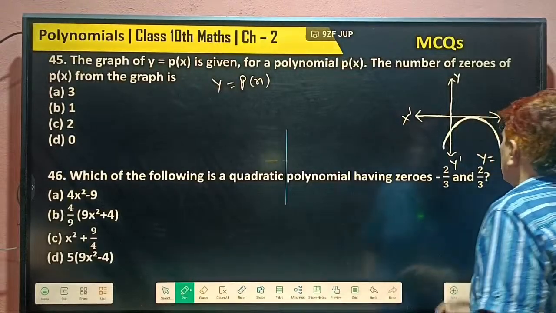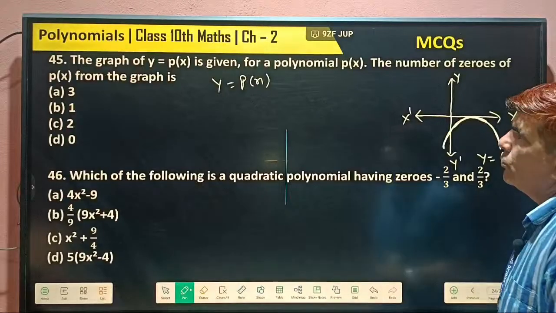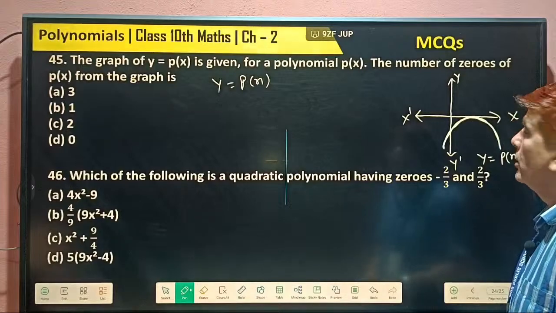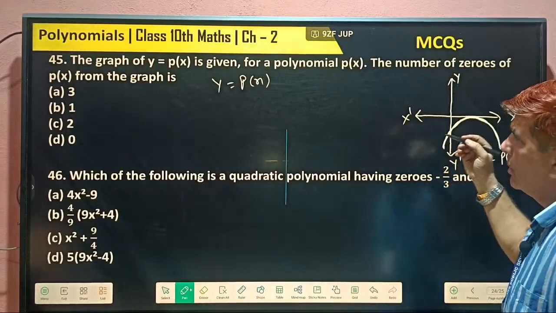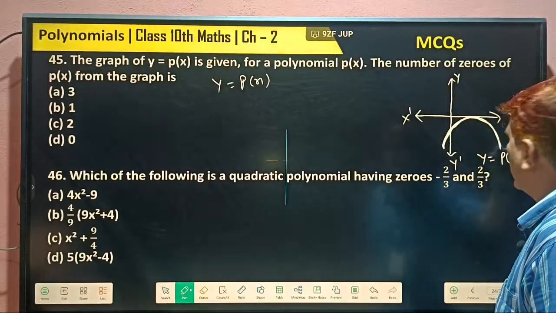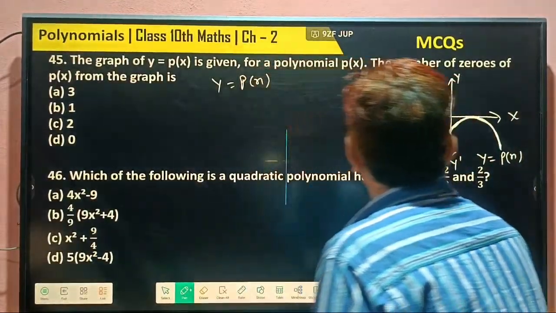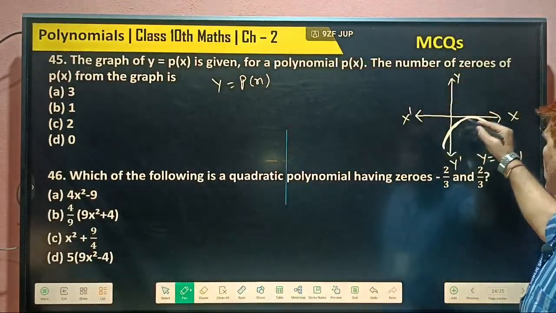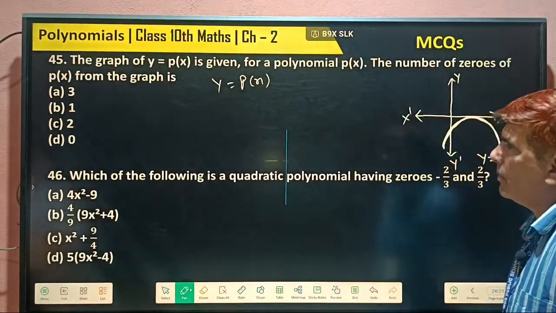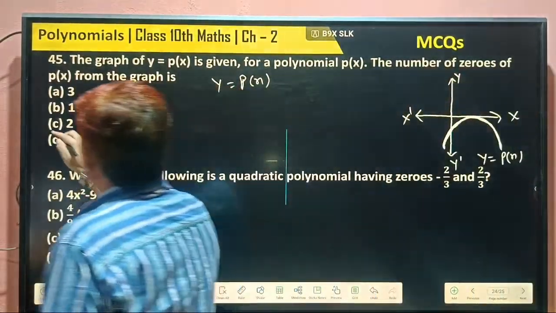Y equal to px meaning a polynomial having variable x. You have to tell the number of zeros. So number of zeros, how can you decide? This graph is like, what's the graph like? A parabola. And the graph of this equation y equal to px is like a parabola. And if this graph is like a parabola, it means it is a quadratic equation.